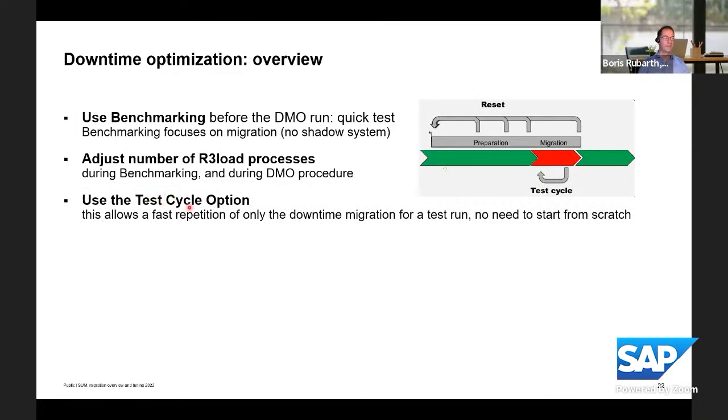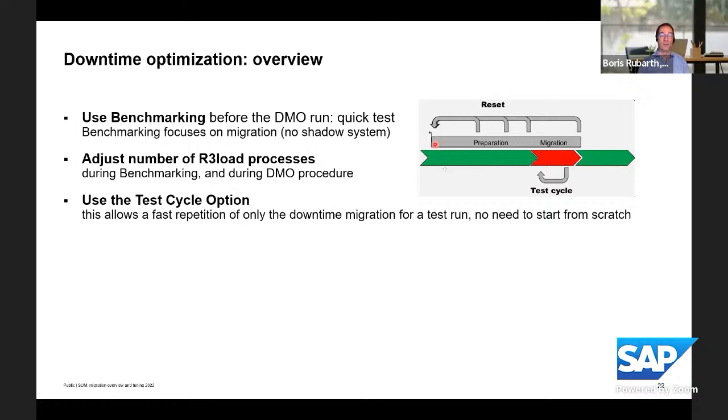And then we have something else for test runs. We call this the test cycle option. That's a fast repetition. Let's have a look at this illustration. This green bar is the uptime processing of the software update manager. There are some checks, some preparations, the setup of the shadow system and shadow repository, and then there's a point in time where the tool offers to enter the downtime. That's written in red here. And then there are some post activities here.